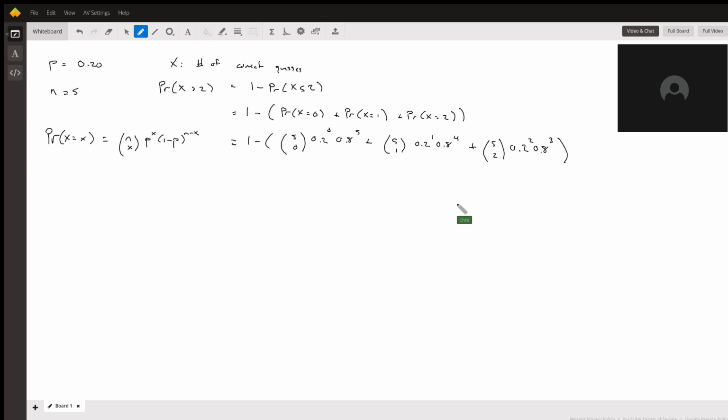So you plug all that into your calculator. That will give you the answer for the probability that we get more than 2 correct guesses on this. All right?